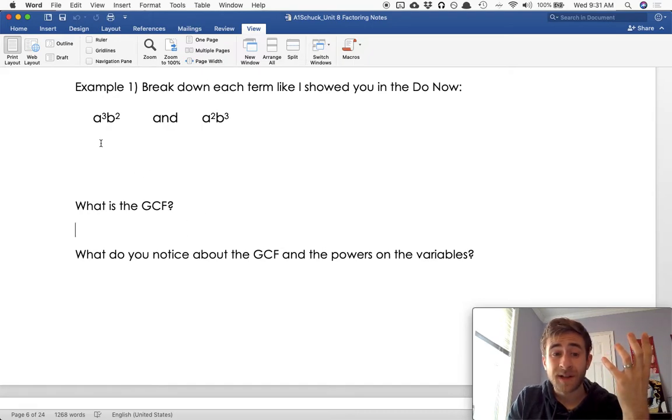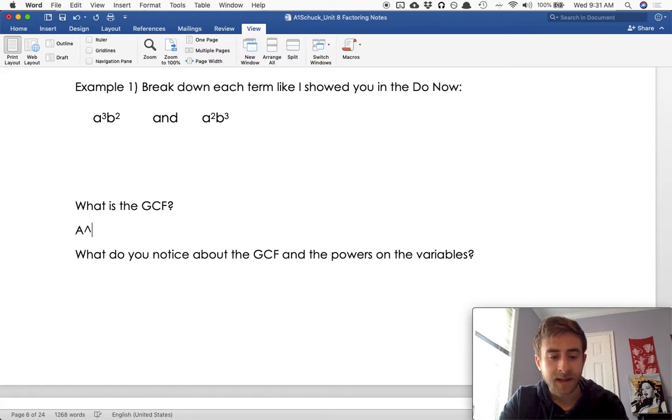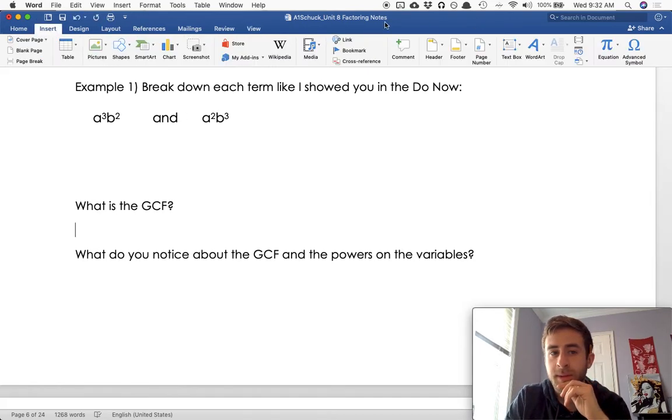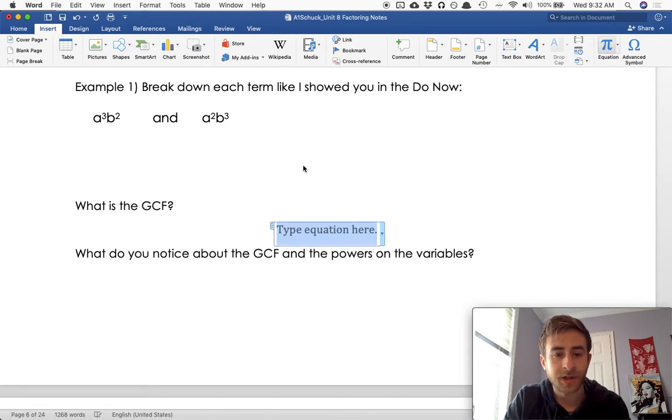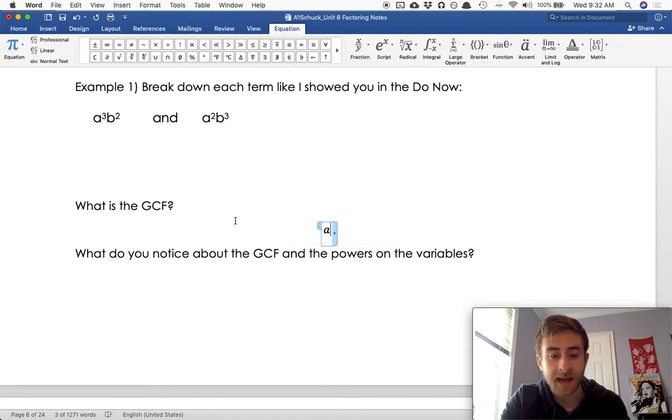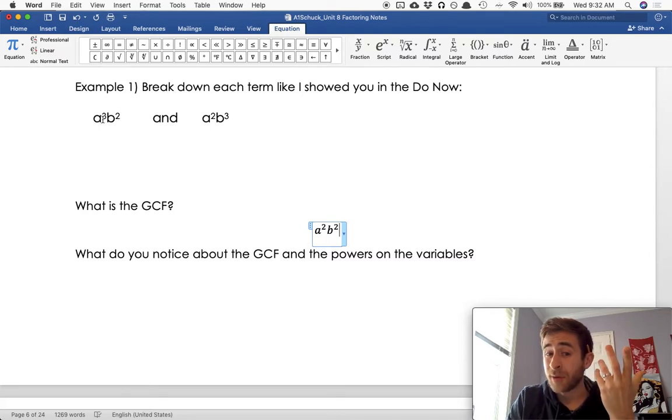The GCF is there's an a cubed and an a squared, so the most I can take out of here is a squared. Oh man, I don't want to make it look ugly. Let's make it an equation. The GCF that I can take out is an a squared. Come on, you got this. And a b squared. Because this has a to the power of 3 and a squared, so the most I can take out from both of these is an a squared. B squared, b cubed. The most I can take out from both of them is a b squared.